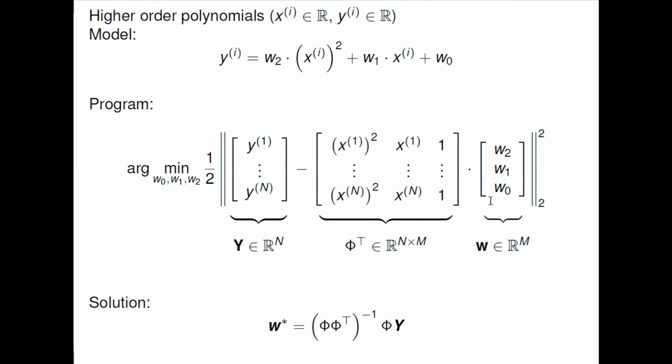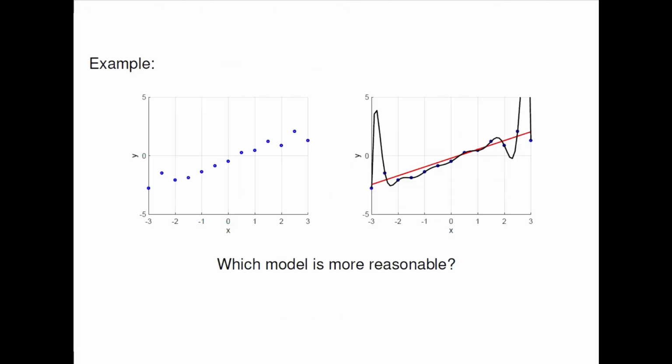We can clearly see that this phi is very similar to capital X that we saw earlier. We can see that if we plot both the models, that is, the first model, which was y_i is w_1 x_i plus w_0, versus y_i is w_2 x_i squared plus w_1 x_i plus w_0, then we can see that the graphs shown by them are very different.